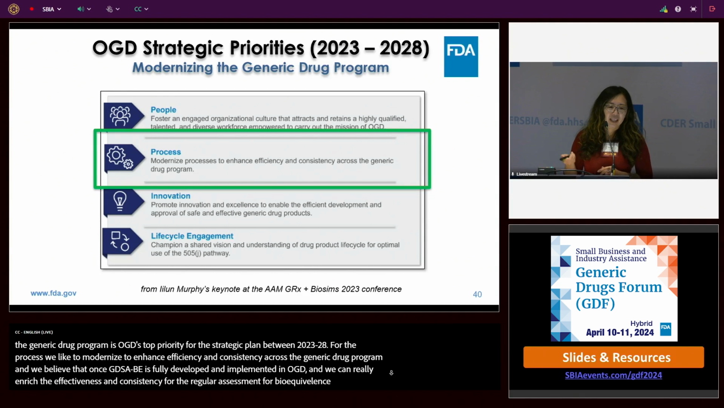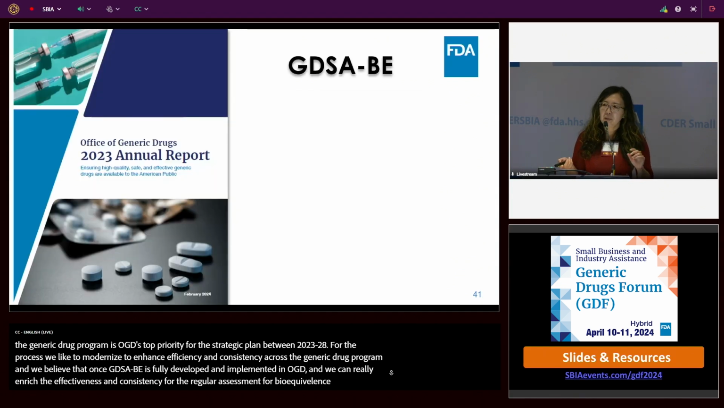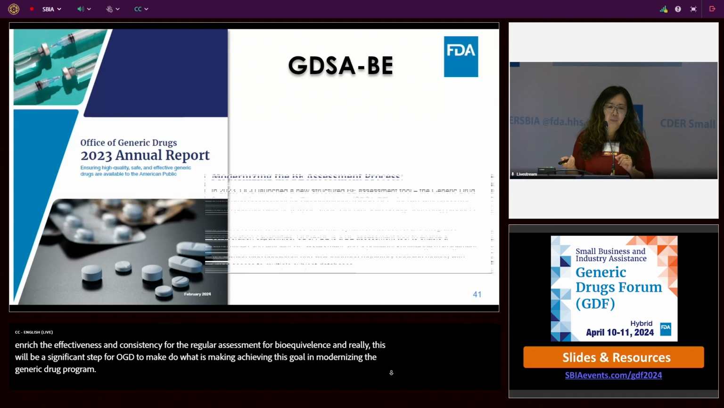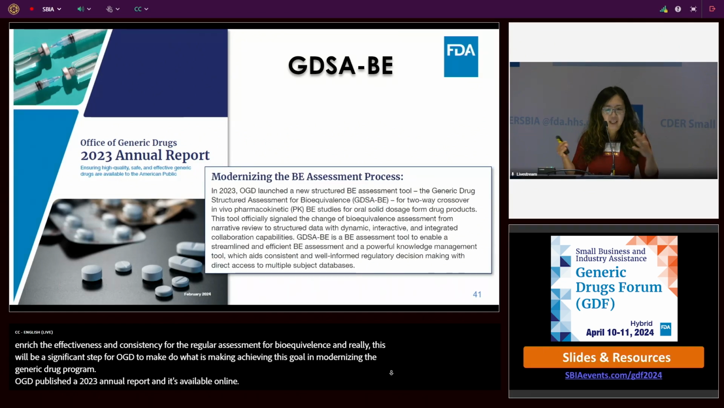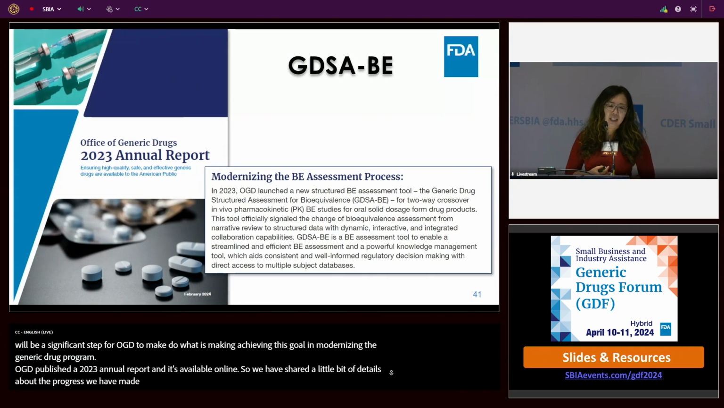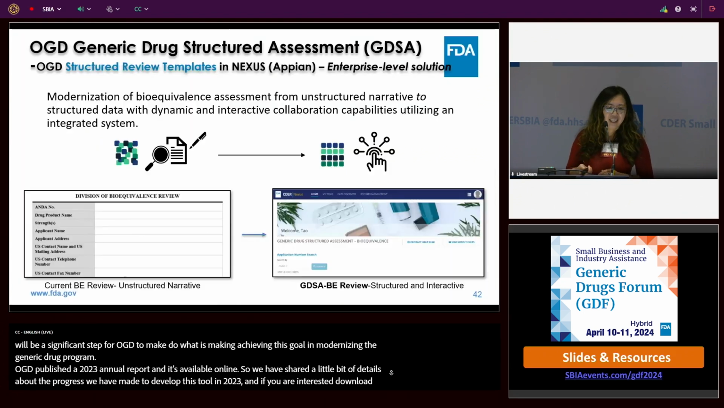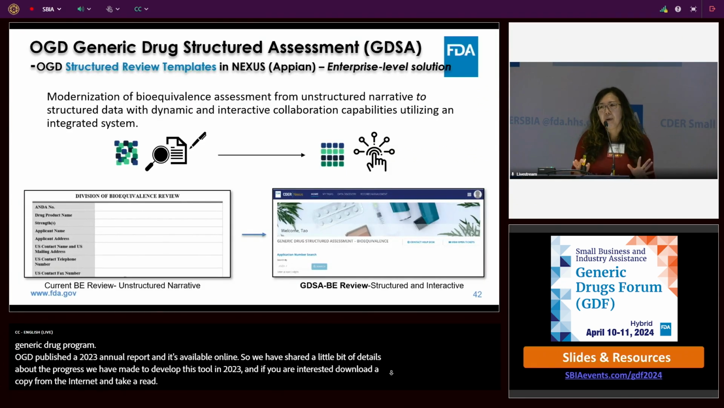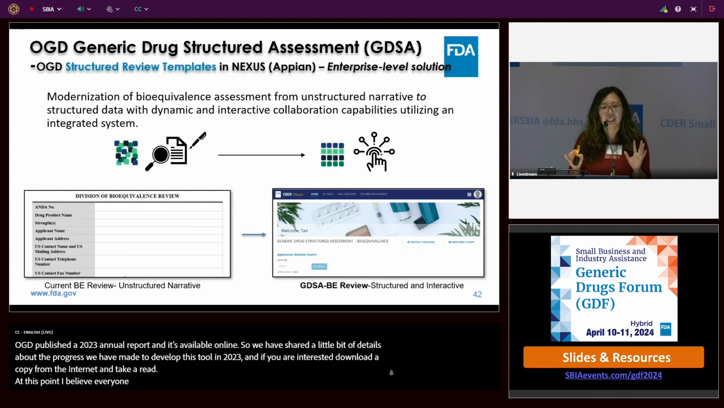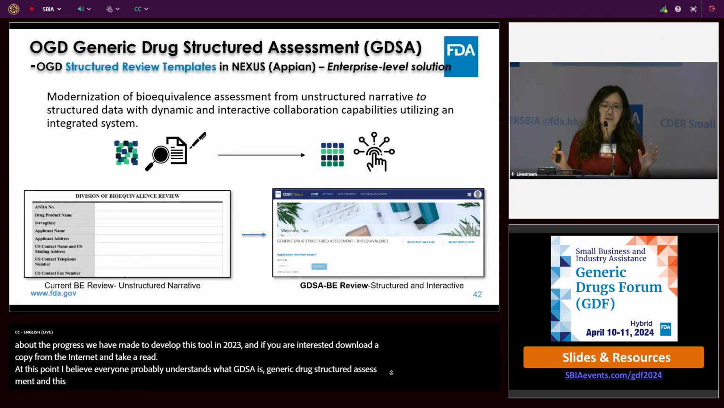Modernizing the generic drug program. OGD has published its 2023 annual report. It is available online. We have shared some details about the progress we have made developing this tool in 2023. If you are interested, please download a copy from the internet and take a read. At this point, I believe everyone probably understands what GDSA is, right? Generic Drug Structured Assessment. This is really symbolizing the next generation of OGD's regulatory assessment tool for generic drugs.